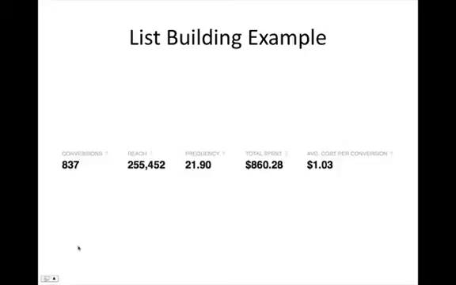So I had 837 people sign up to my email list. We had a reach, my ad was shown to 255,000 people. People saw it almost 22 times. I spent $860, and I spent $1.03 per conversion with this example. So that's pretty cheap.